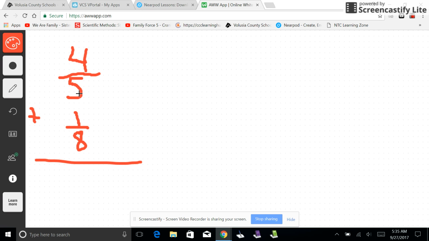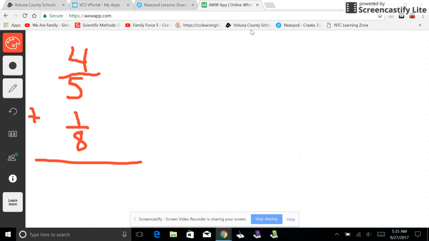So I look here and this is 5 and this is 8. They are not the same. So I have to create an equivalent fraction for each of these that have the same denominator in order to add them. So what I like to do again is skip counting.